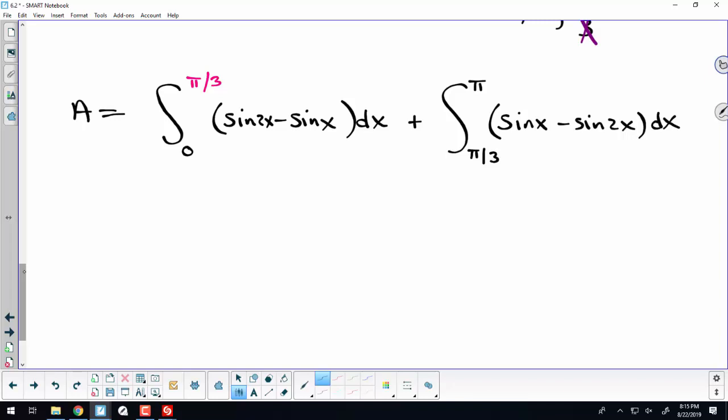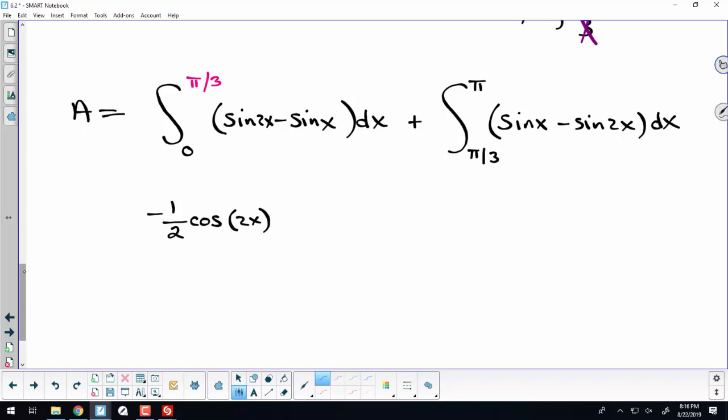Negative 1/2 cosine of 2x. So instead of multiplying, we're dividing. It's the antiderivative. I think there's also confusion because the derivative of sine is cosine, and the derivative of cosine is negative sine. But when we look at the antiderivative, those negatives change places.